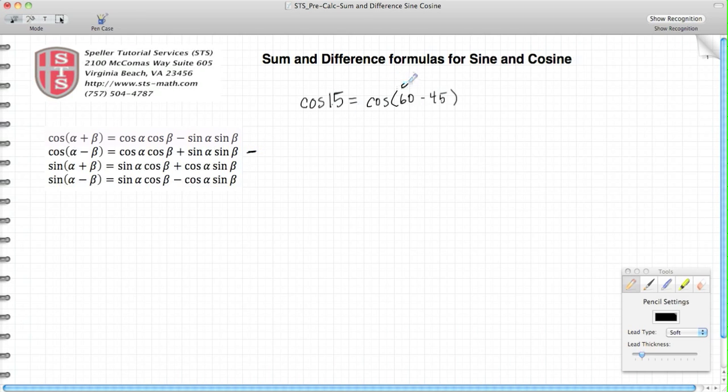Here we see that alpha is defined as 60 degrees and beta is defined as 45 degrees. So let's go ahead and rewrite the end piece of this formula, substituting in those values. So we're going to find the cosine of 60 times the cosine of 45, multiply those two results together, and then add that to the sine of 60 degrees times the sine of 45 degrees.